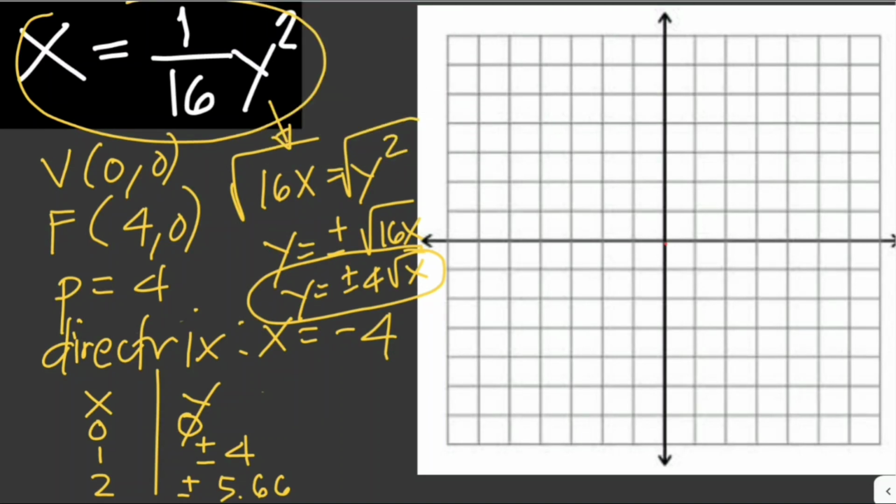Now let's plot the points on the graph. So we have the vertex here, 0, 0. And then when x is 1, y is positive 4 and negative 4. So here, so this is negative 4, this is 4, this is 1. And then when x is 2, y is plus minus 5.66. So somewhere here, and then 5.66 here. So our graph would look like this.